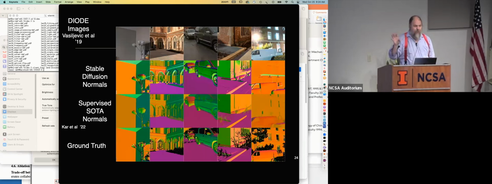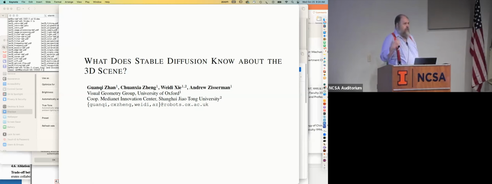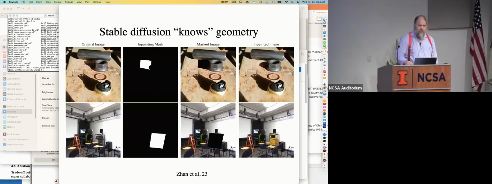But the plain fact is, lurking around inside these networks are representations of things that we didn't necessarily realize they knew. Now, there's more evidence in this form as well from Oxford. So they're looking at stable diffusion. What does it know about the 3D scene? And the question they're interested in is there global structural information available about a scene?